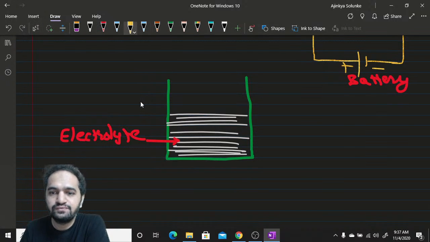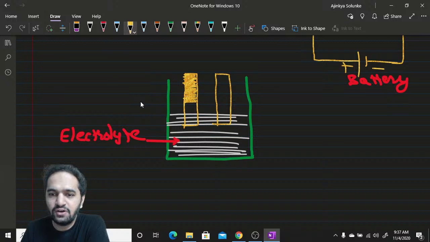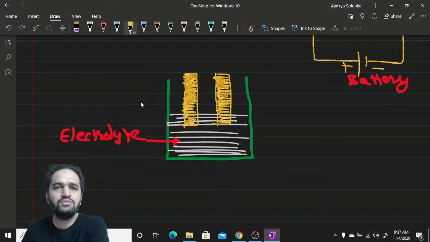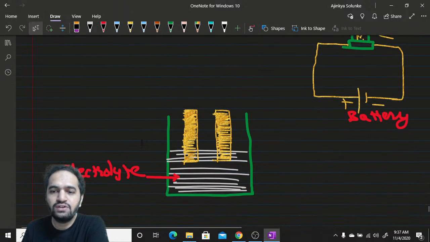Okay, so what we will do, we'll put two metal pieces in that. The golden colored rods which I have put, those are basically metal pieces. Why am I using this? Because I want to pass electricity through this liquid. Only then is breakdown going to happen. So I am going to connect these metal pieces with my battery. Let me just connect them to my battery.